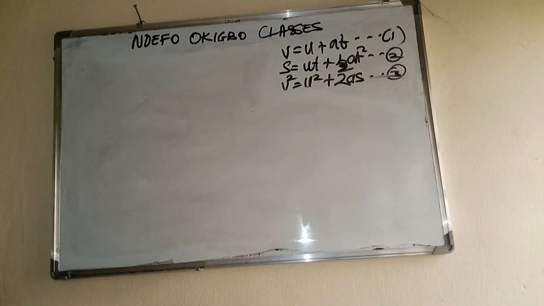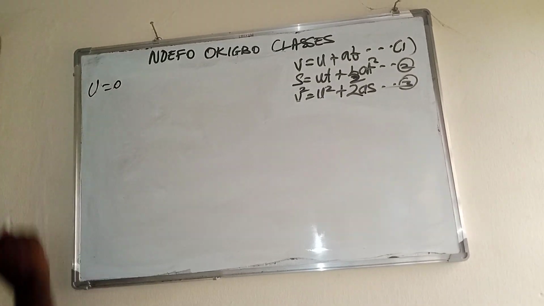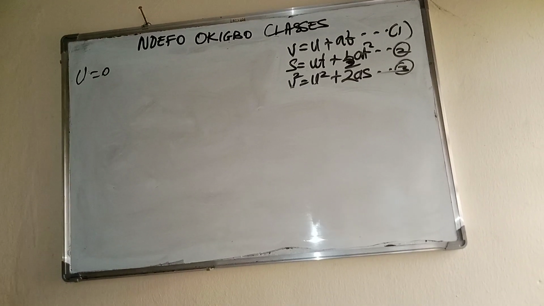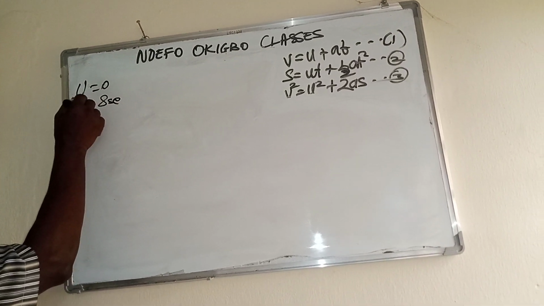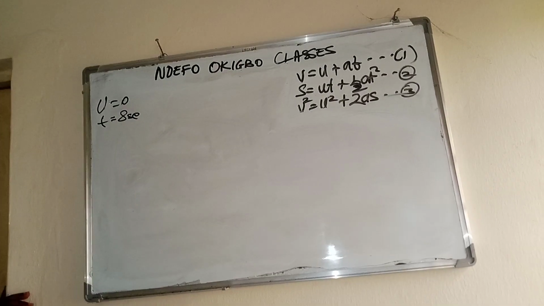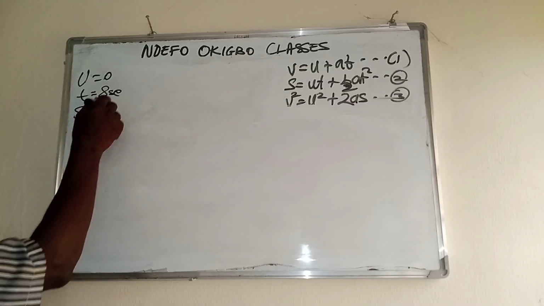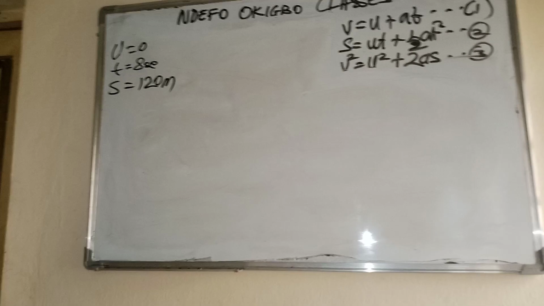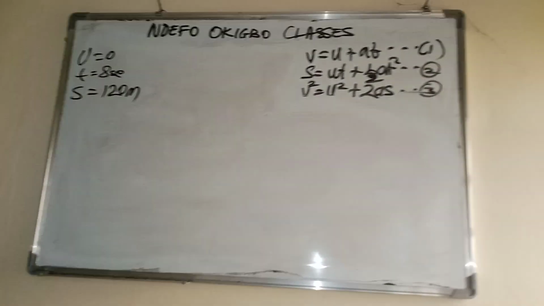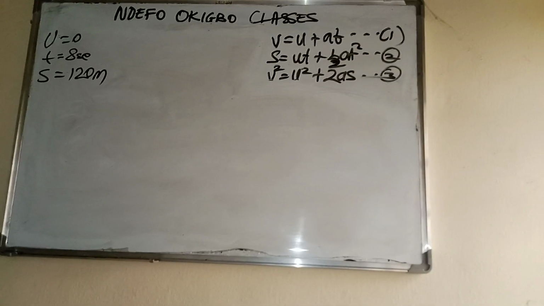The initial velocity when it started was 0, because it started from rest. It now traveled for a time of 8 seconds. In that 8 seconds, it covered a distance of 120 meters. So within that 8 seconds, we can get the velocity it attained at that period.